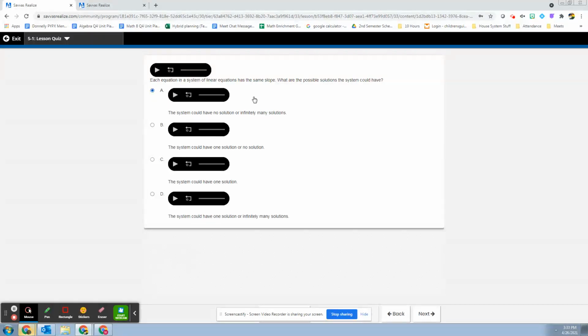If they have the same slope and the y-intercept's the same, they're the same line. If they have the same slope with different y-intercepts, they're parallel lines. And so they'd have no solution or infinitely many.